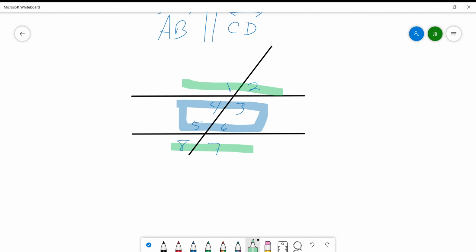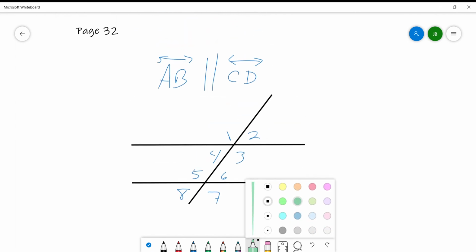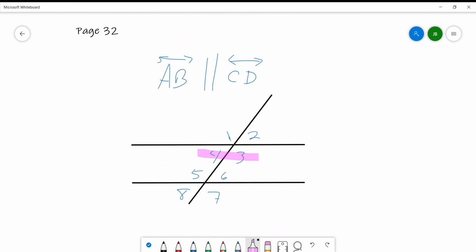The alternates are the ones formed on the opposite side of the transversal. So the alternate interior angles are 4 and 3 and 5 and 6. Beg pardon, I did that wrong. 3 and 5 and 4 and 6. They're all the alternating ones. They are going to be congruent. They're alternate interior angles.